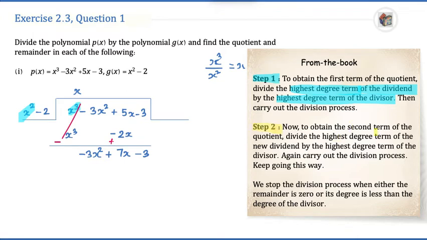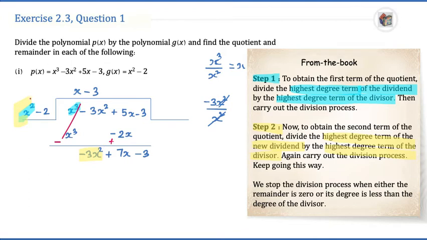Now obtain the second term of the quotient. Right now we just have the first term of the quotient. How do you obtain the second one? Divide the highest degree term of the new dividend. This is the new dividend that you have, and the highest degree term is this here. And you divide this by the highest degree term of the divisor. So that is still the highest. That means that is still your x squared. So what happens when you divide minus 3x squared by x squared? Well, you get minus 3. This is what is the second term of your quotient.